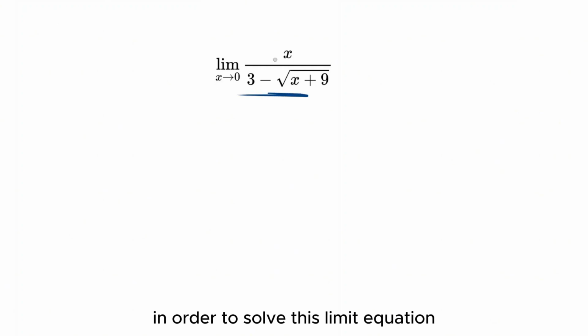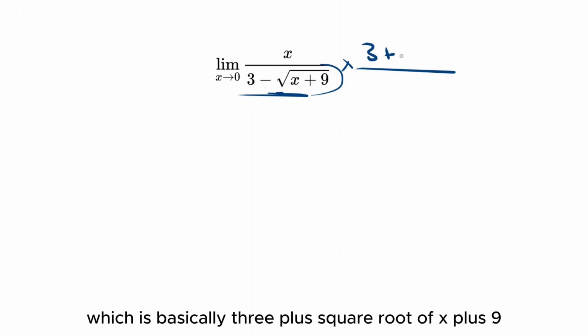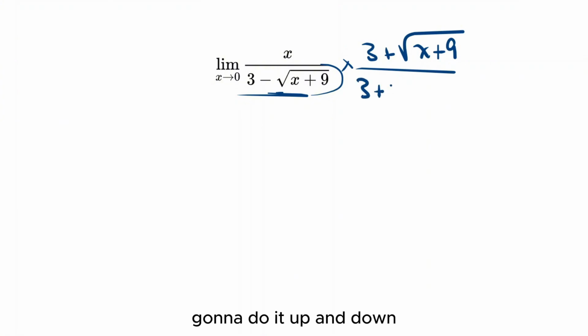In order to solve this limit equation, you have to rationalize the denominator. As you can see, there's a square root here. So in order to rationalize this fraction, you have to multiply the numerator and the denominator by the conjugate of this denominator, which is basically 3 plus square root of x plus 9. I'm going to do it up and down.